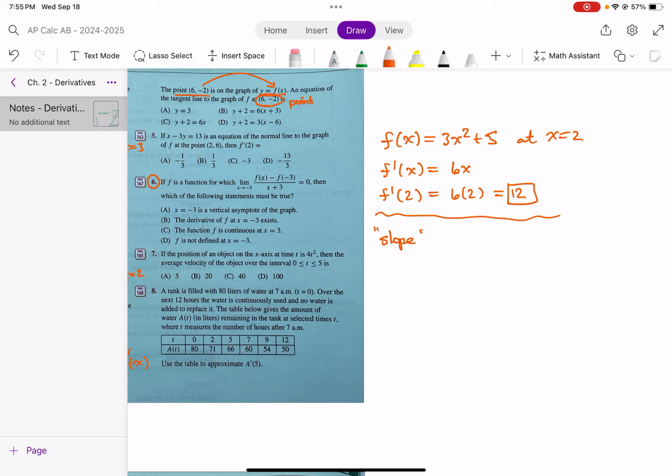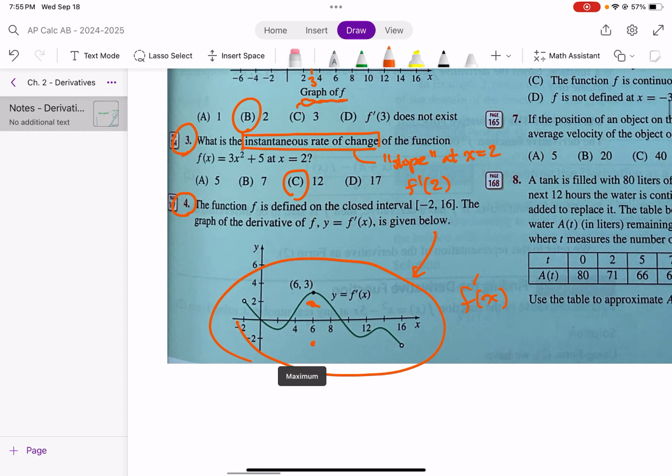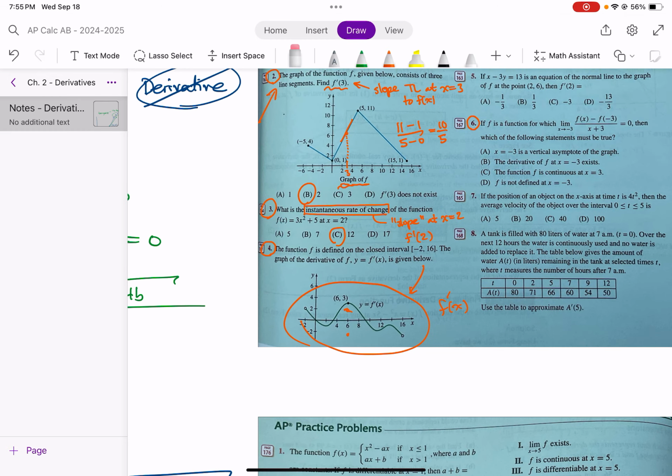The slope, right, at x equals 6 for this function. Now, how do we find that if we don't even have the equation for f of x? They didn't give that to us. All they gave us was this graph here. So let's think about it.